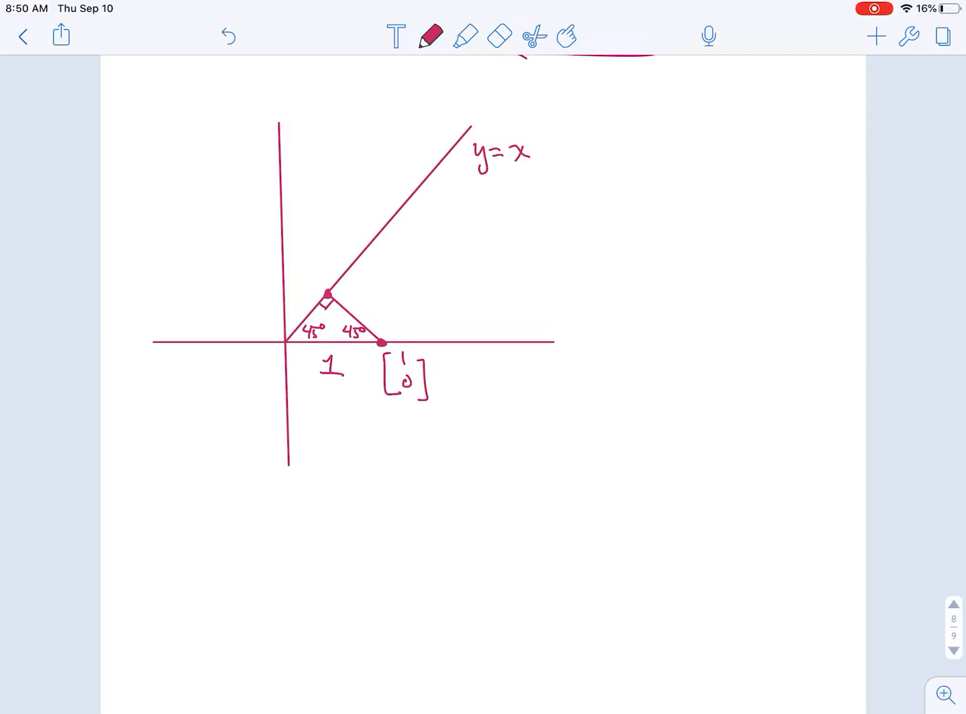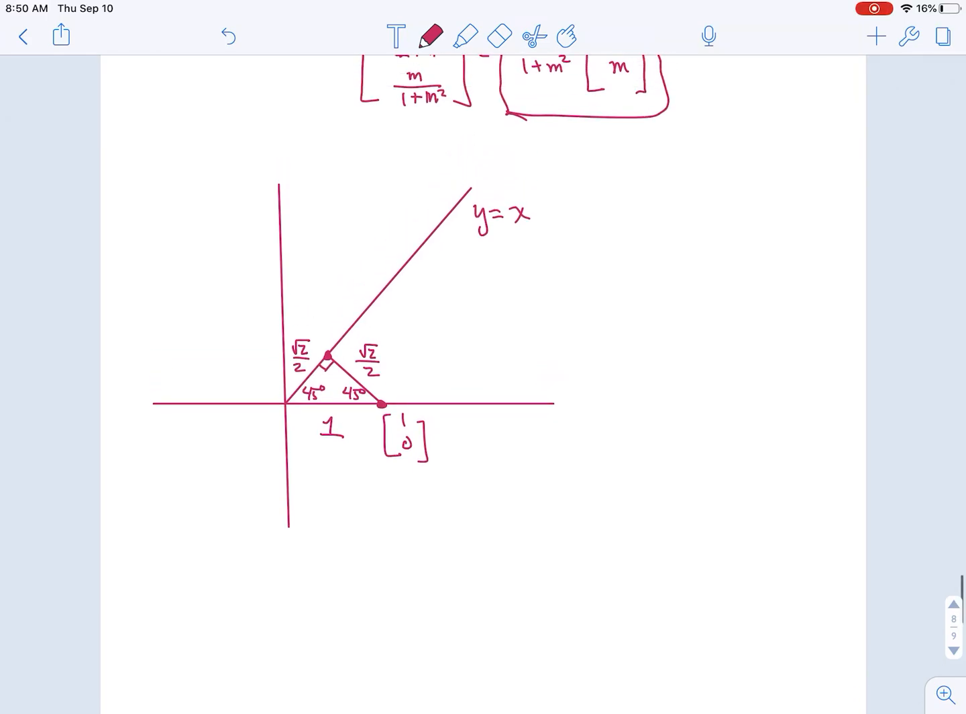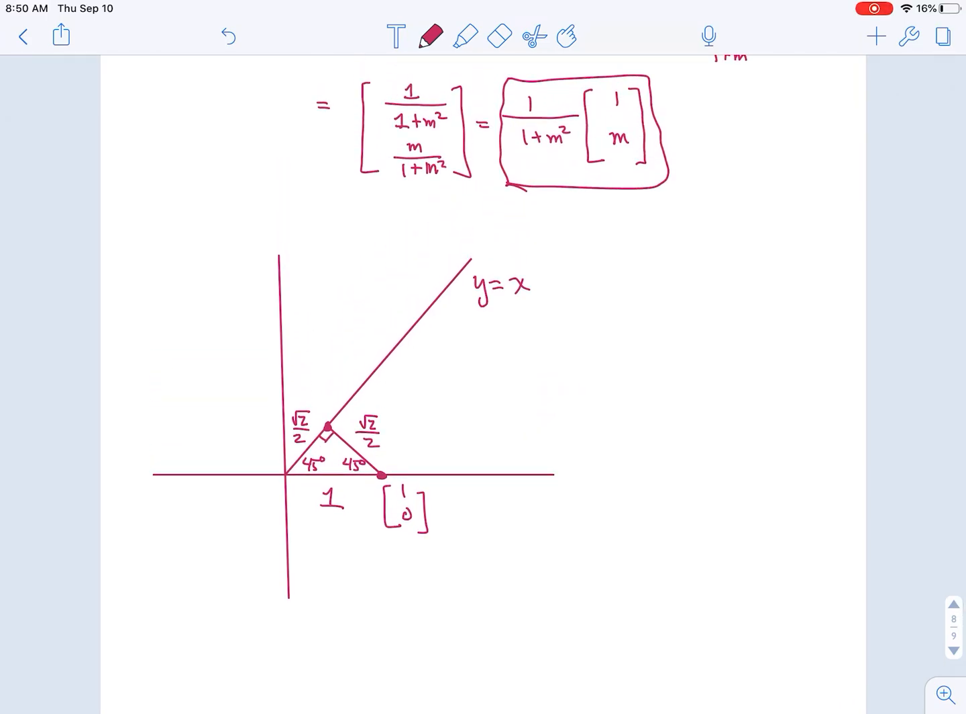And so what should happen? Well, we know from right triangle geometry, this is going to be root 2 over 2, this is going to be root 2 over 2. That's the way we could use trigonometry also if you want. And so our claim is that our answer, our projection P, what does our formula tell us? Our formula tells us that this point should be 1 over 1 plus m squared times (1, m). And what is m? Well, m is just 1. The slope is 1 in this case. So it should be 1 over 1 plus 1, times (1, 1). And that should be the point (1/2, 1/2).